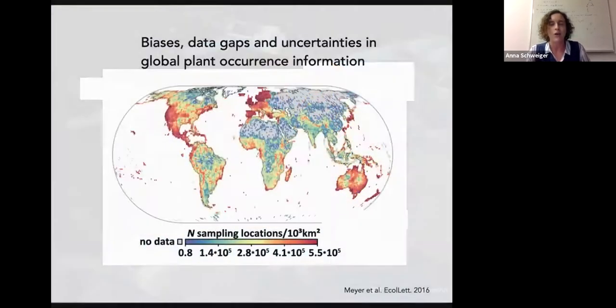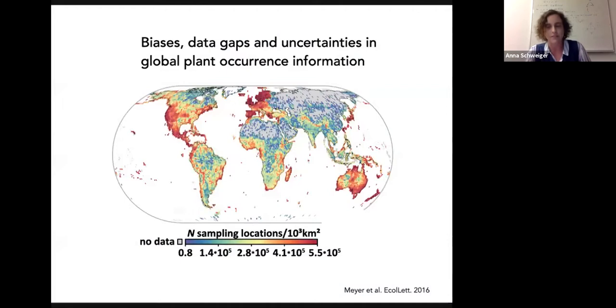Why do we need these huge investments in Earth observation? Well, one reason is that when it comes to predicting how biodiversity is going to respond to global change, we are actually not doing such a great job. The problem starts with the fact that we don't even really know where most plant species occur.